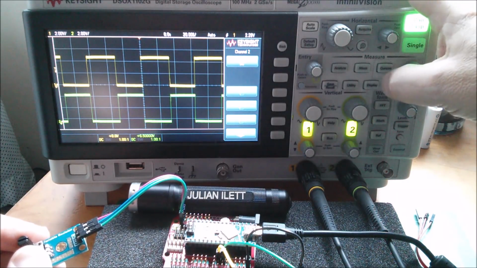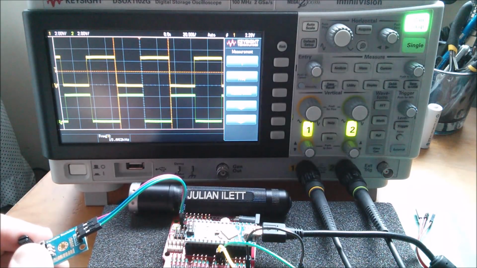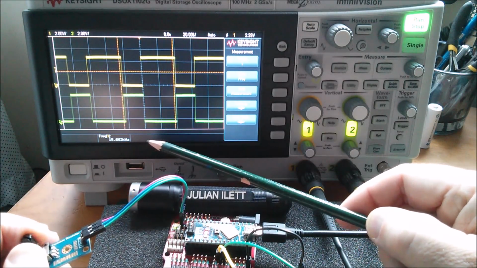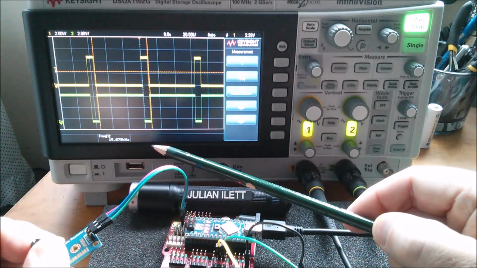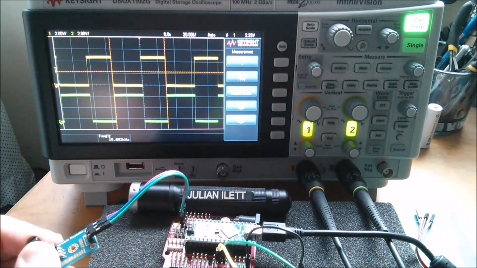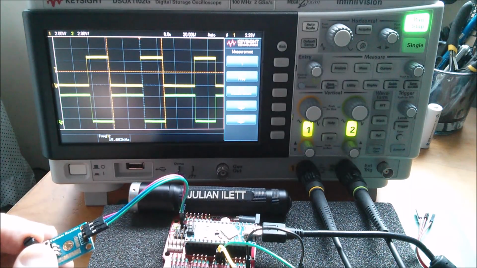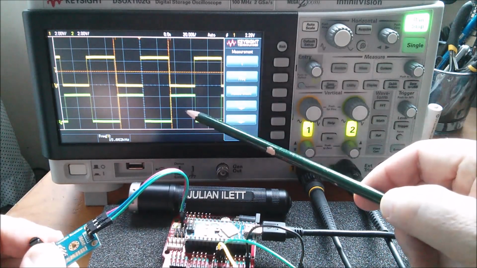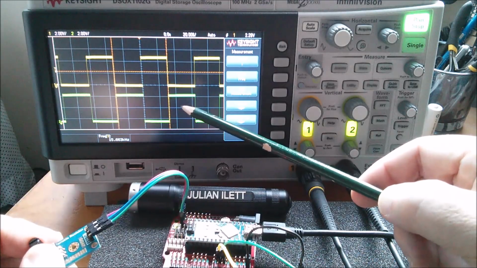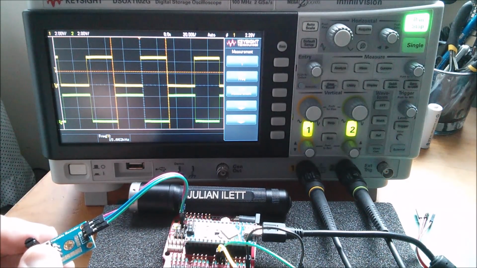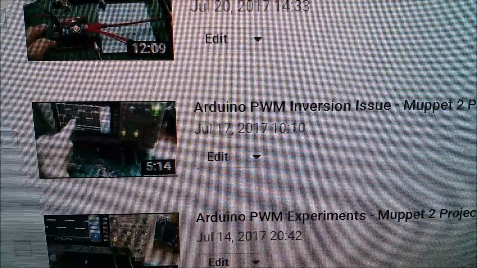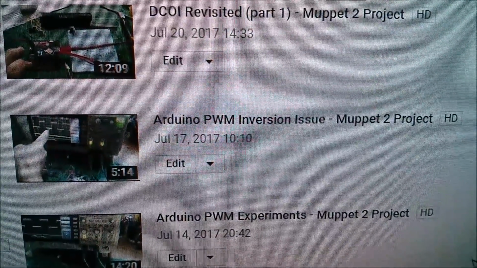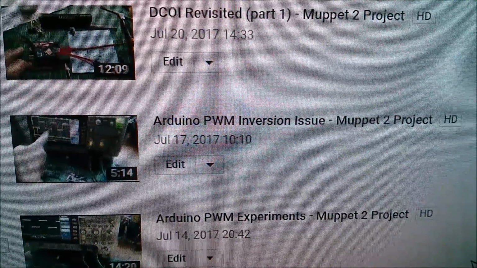And I have the added advantage, if I switch on the measure function, that I have the frequency of my choice. This is 15.6 kilohertz, but I can vary that to pretty much anything I want. So I can vary the frequency of this for my Muppet 2 project to match whatever inductor I'm using. And I've got my positive going waveform for one of the MOSFETs in the synchronous buck converter, and the complementary output for the other MOSFET, so that I can do synchronous rectification buck conversion. So no longer is there an Arduino PWM inversion issue for my Muppet 2 project. The inversion issue is fixed.